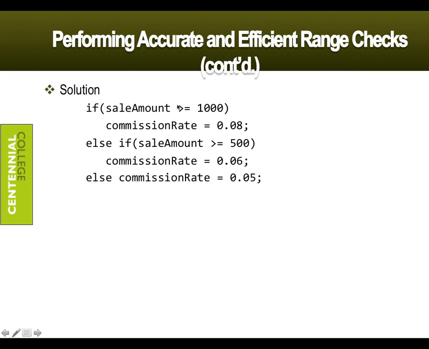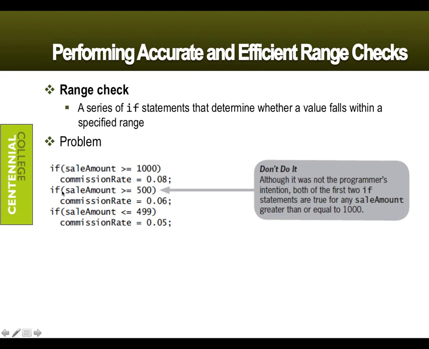If sale amount is greater than or equal to 1,000, so it's higher than 1,000, then do this. If it's greater than or equal to 500, then do this. Else if. One or the other. Here, it's one and the other. You check every if statement.